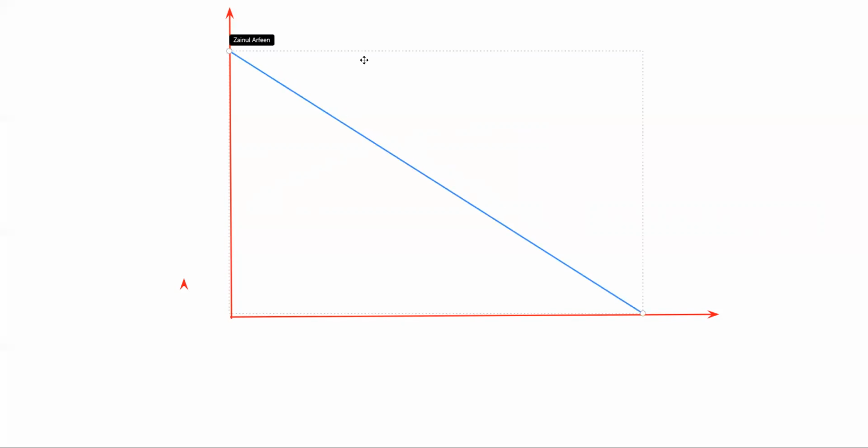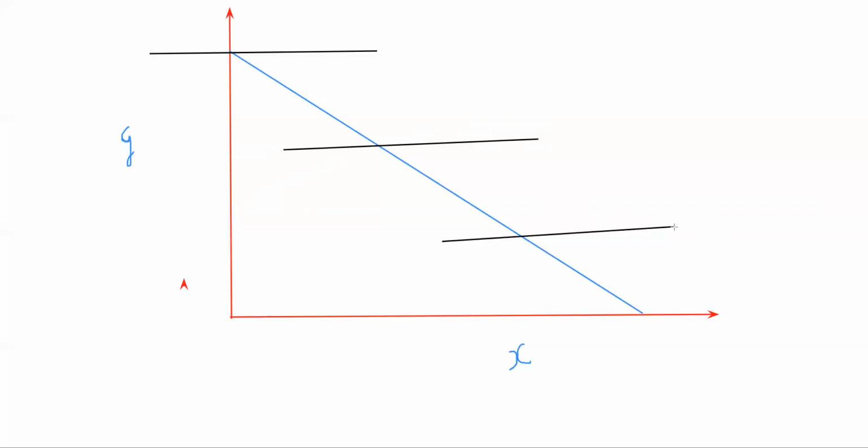What about the slope of this line? Slope means angle with x-axis. Constant. Why is it constant? Because when I draw the x-axis at any point, all the angles will be the same. The angle A, angle B, and angle C all will be the same.